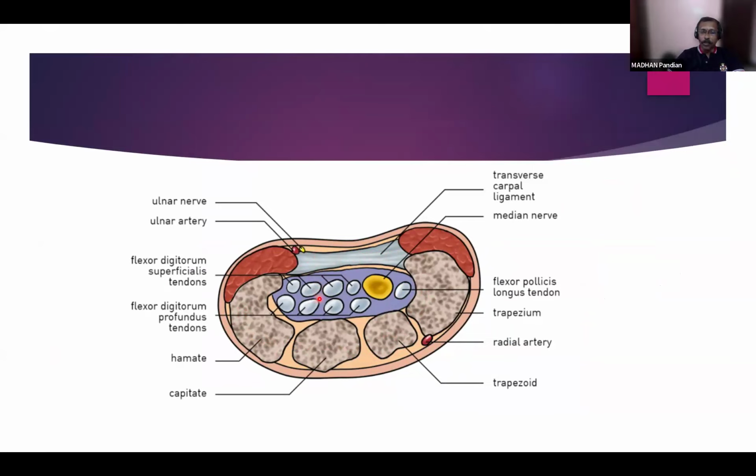So I'm not getting into the details. Only the structures within the carpal tunnel we need to know: the 9 tendons, the flexor tendons, the median nerve, and the retinaculum. Other things we will not discuss right now.